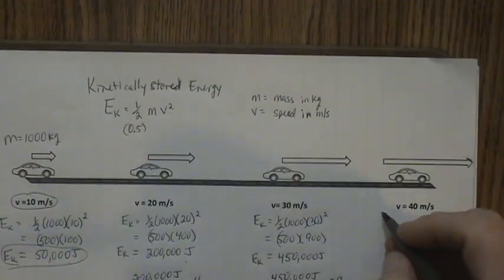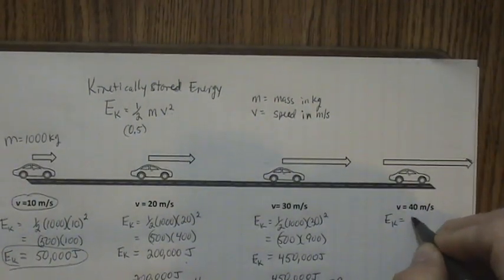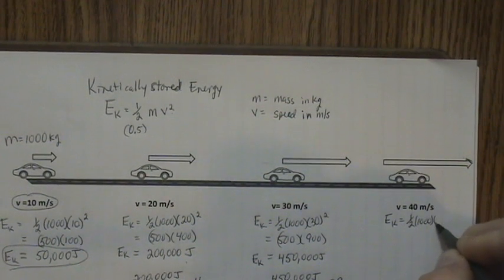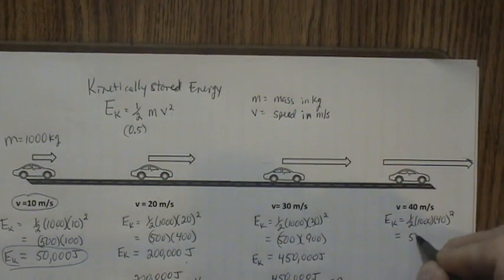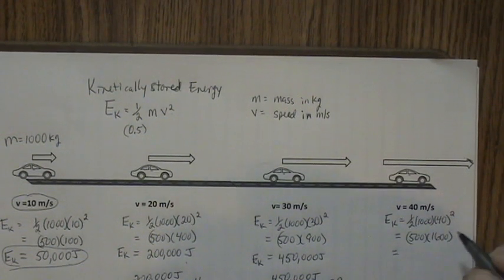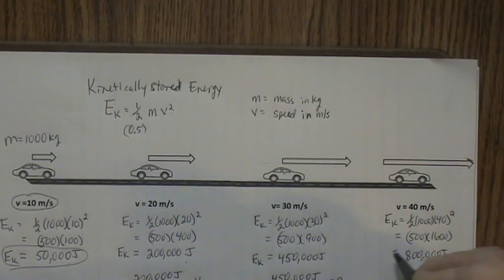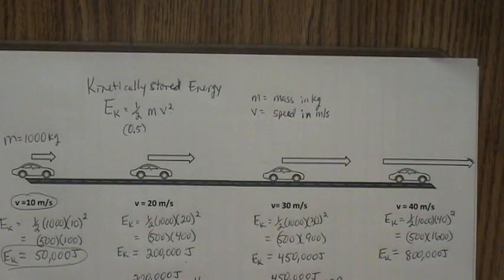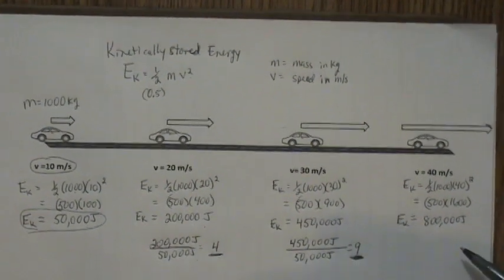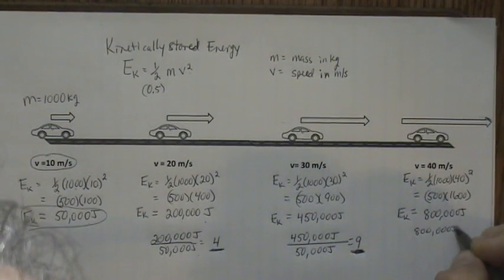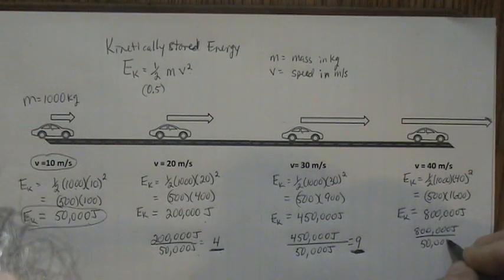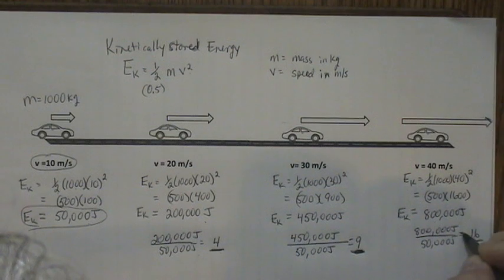And so let me do our last quick calculation here. 1/2 of 1,000 times 40 squared, which is 500 times 1,600, which is 800,000 joules. So as I said, we find out that things go very large very quickly. And once again, let me divide that by the original 50,000 joules. That is 16.